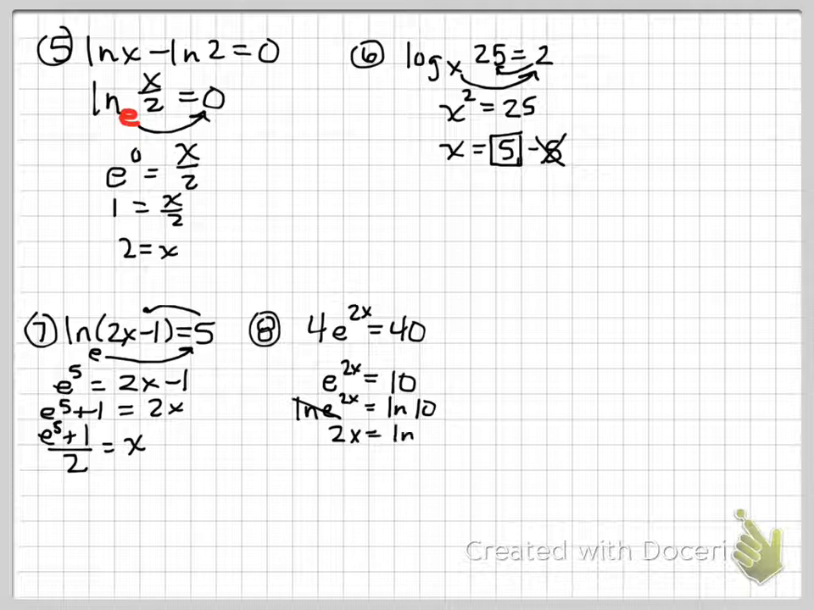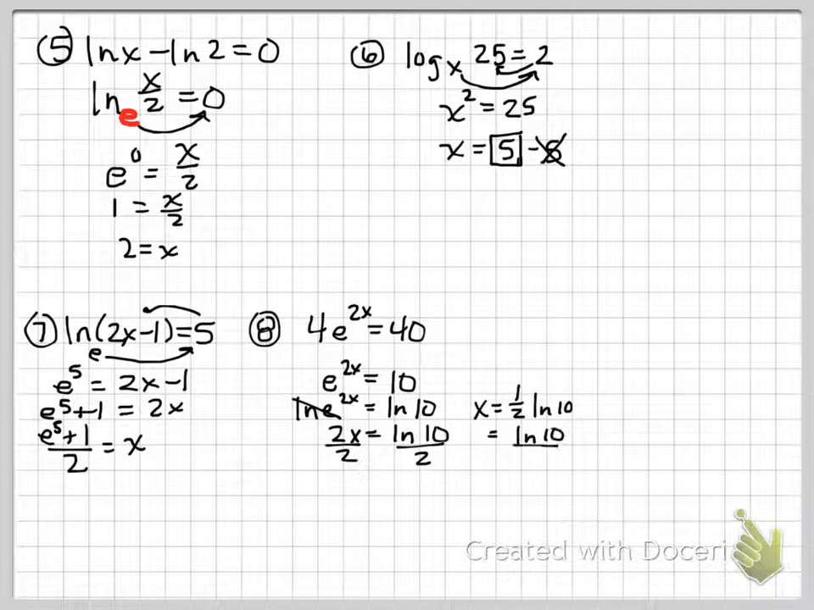2x equals natural log of 10, and divide by 2. The thing to remember is that you could rewrite it as 1/2 ln of 10, or leave it the way it is. Either way is acceptable. You do not want to divide the 2 into the 10. That ln of 10 is a single value that's being divided by 2. It's not 10 divided by 2, and then you take the log. So make sure you understand the difference. Okay, let's move on to 9.